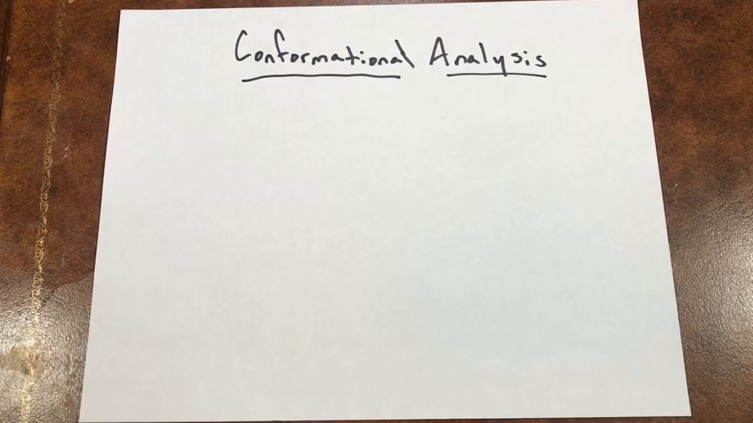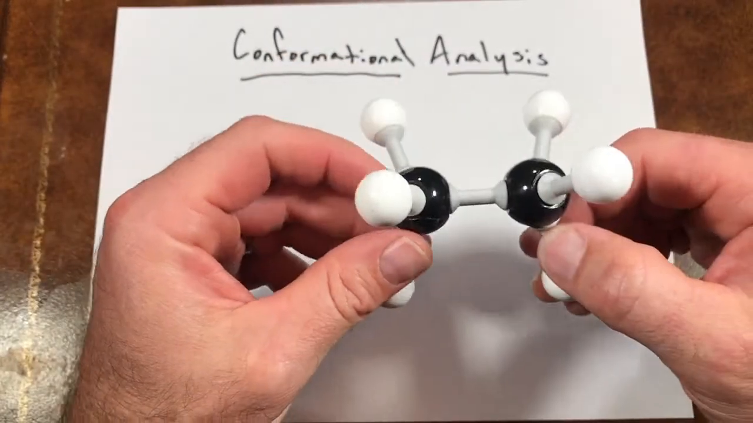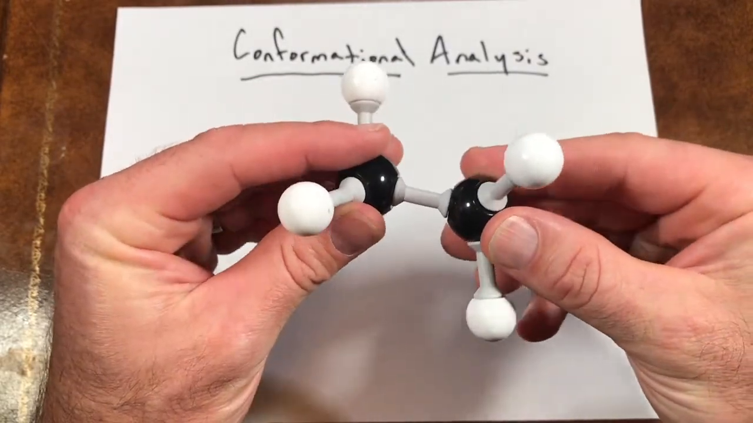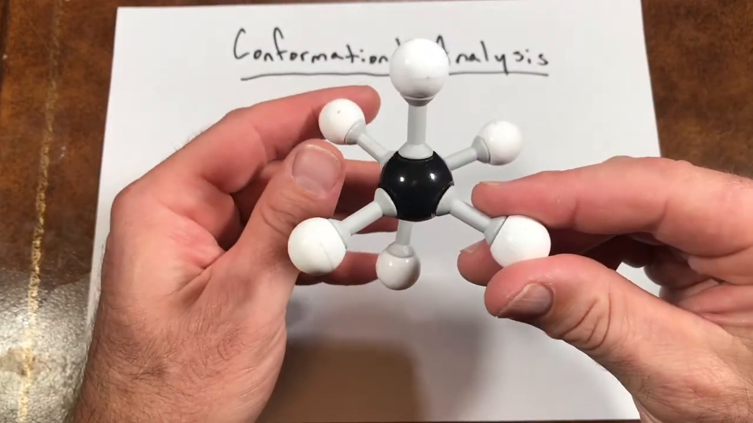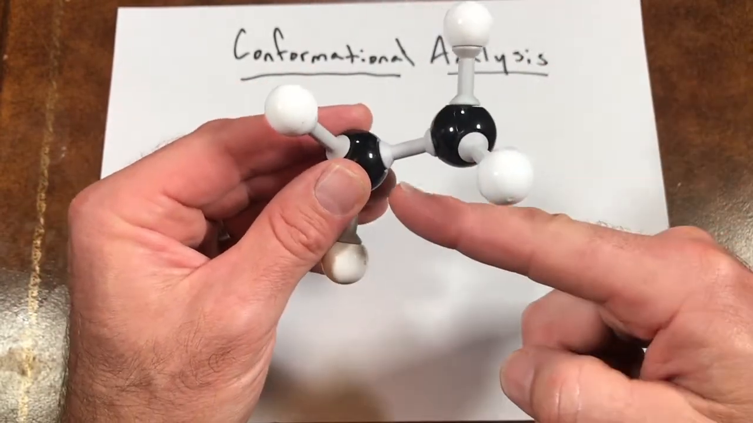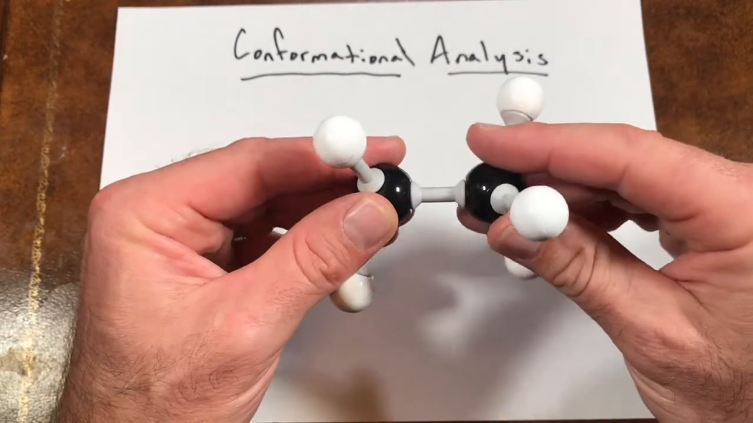Every video this week is going to be on conformational analysis, which has everything to do with how a particular molecule is oriented in space. As a quick example, you'll notice that the different conformers of ethane are possible by rotation about this bond between the two carbons.